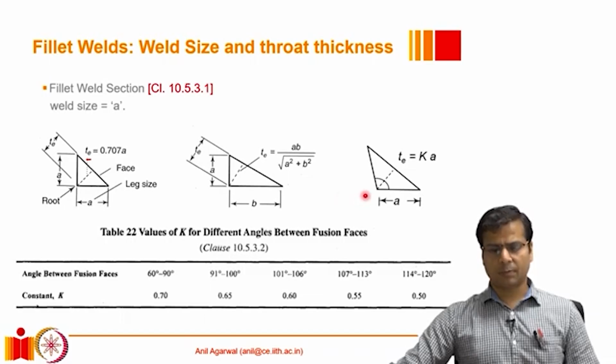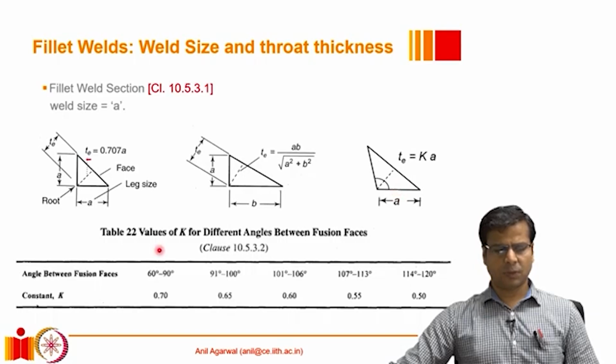There can also be another possibility where the two surfaces that are going to be joined together are not exactly at 90 degrees. Typically they are at 90 degrees, but sometimes they can be at an acute or an obtuse angle. And if that is the situation, again the effective throat thickness would be different from the one that is available if the angle is 90 degrees.